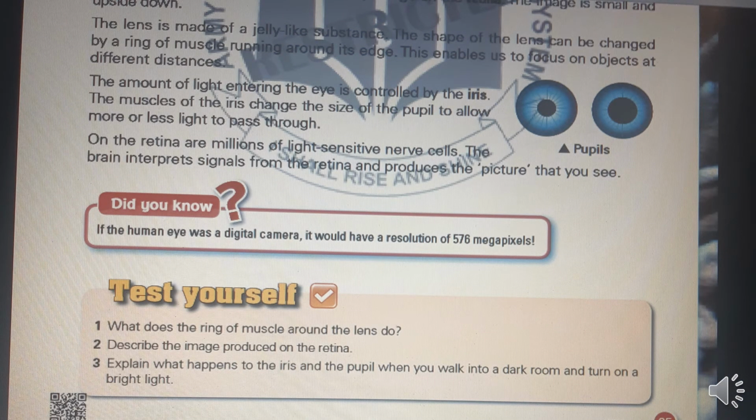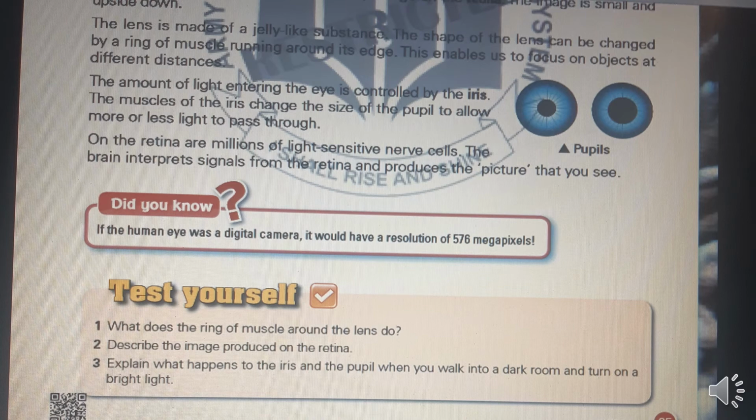The questions are: What does the ring of muscles around the lens do? Describe the image produced on the retina and explain what happens to the iris and the pupil when you walk into a dark room and turn on a bright light.